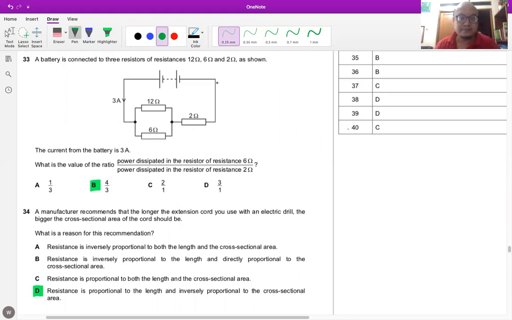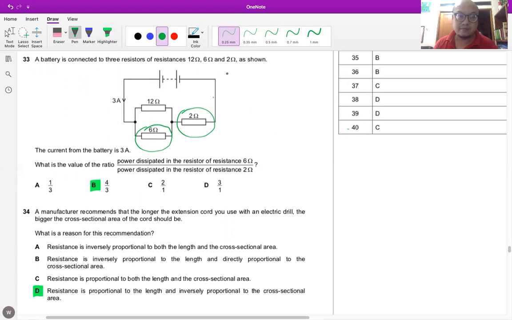We check together. A battery is connected to 3 resistors with resistance 12 ohm, 6 ohm, and 2 ohms. The current of the battery is 3 ampere. What is the ratio of power dissipated in the 6 ohm resistor and power dissipated in the 2 ohm resistor? Yeah, 6 and 2. Okay, I will find I. Oh, I is already 3 ampere.